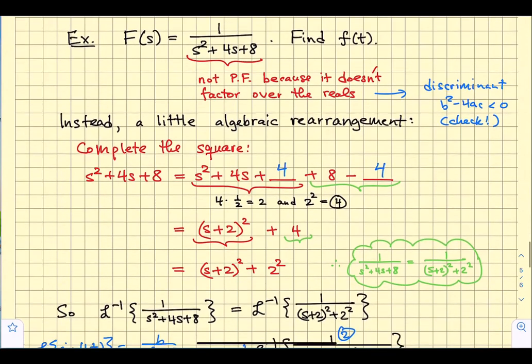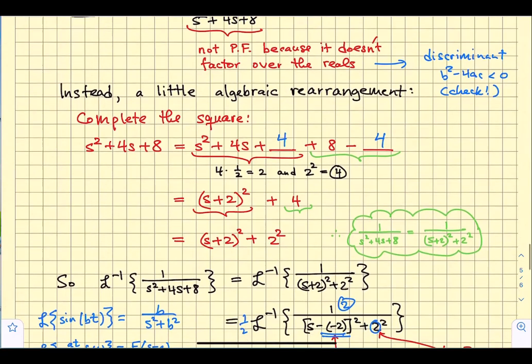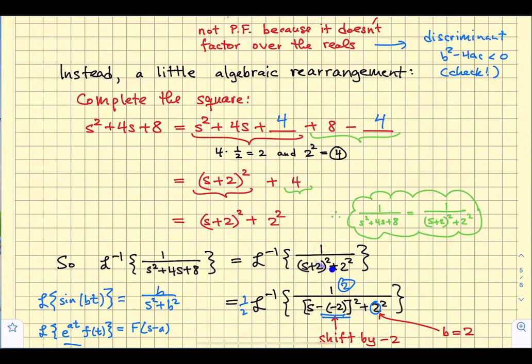Now I can rewrite this as a sum of squares, and I get s plus 2 quantity squared plus 2 squared. The idea is I've taken this rational function and rewritten it in this 1 over sum of squares formulation. This is more amenable to inverse Laplace transforming. Of course, they're algebraically equivalent, but this is just easier to work with in a Laplace transform context. So if this function is equal to this function, then the inverse Laplace transform of this function must equal the inverse Laplace transform of this function.